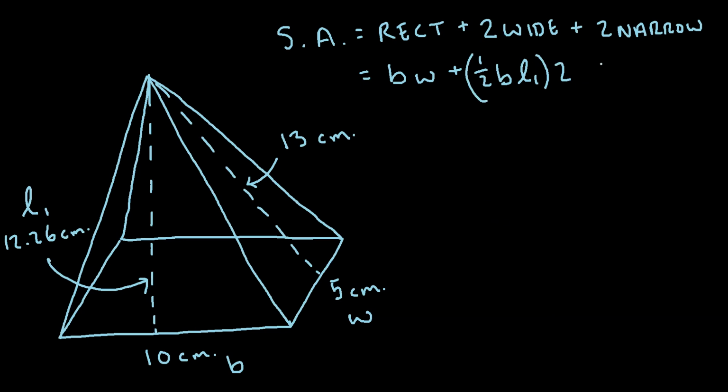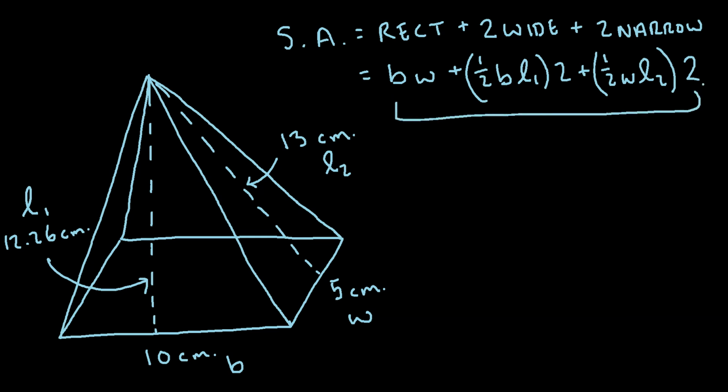And lastly, we have to find the area of the narrow triangle. So we'll say plus, now the area of these narrow triangles will also be 1/2 base times height. So the base in this case for these triangles is W, and the slant height that we'll use is this 13 right here. So let's label that as L2. So we can say 1/2 times W times L2. And again, we have two of those triangles, so we have to multiply it by 2. So this is the formula that we can use to find the surface area of this rectangular pyramid.